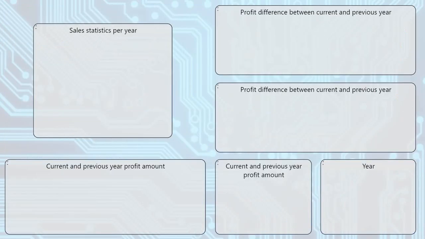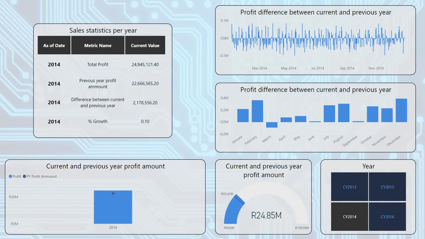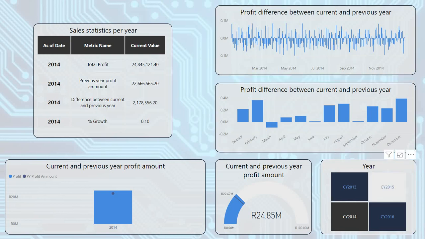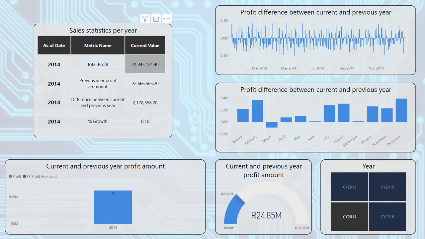Then moving on to the next page, sales data, we get to see a comparison between the current year and previous year, with the year being selected at the bottom right. And we have a KPI here that shows the total profit for the current year, the profit for the previous year, and a difference between current and previous year, along with a percentage growth.